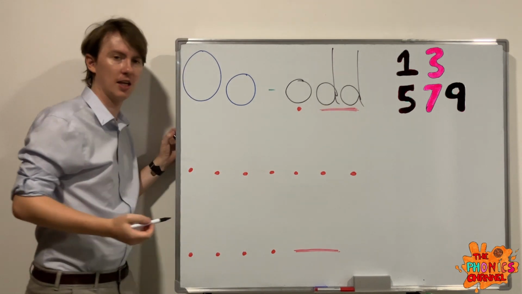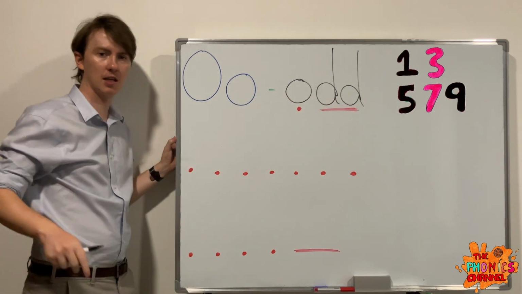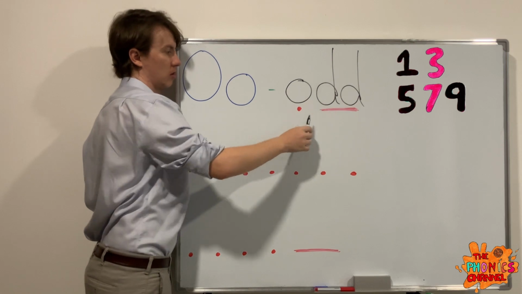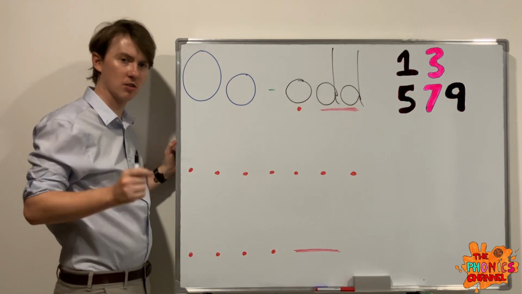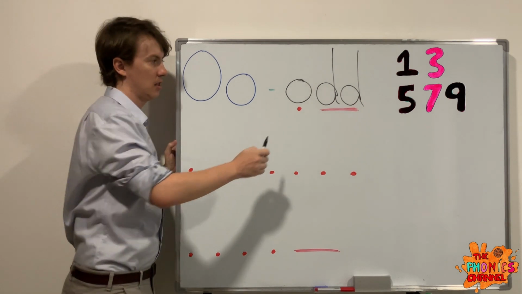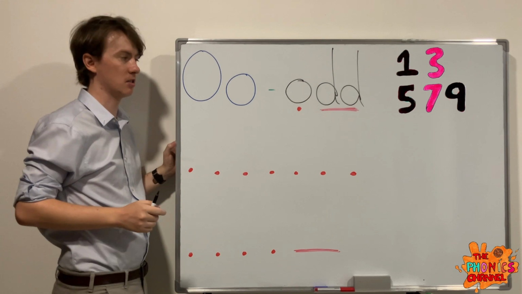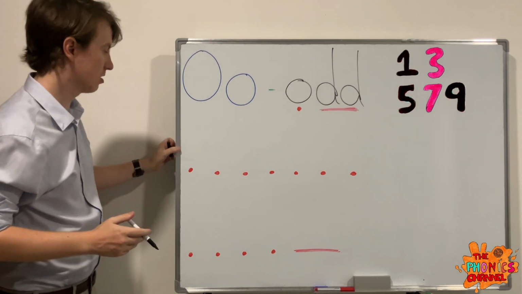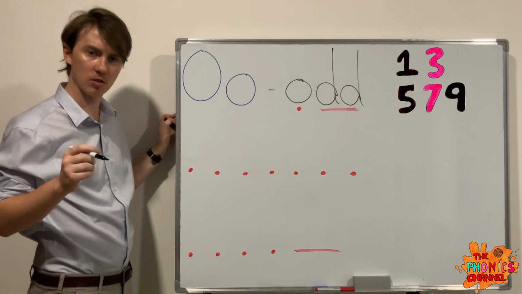Odd. Okay, so there we have 3 letters, 1, 2, 3, making 2 sounds. Odd. 1, 2. Okay, we don't say odd-d, it's just odd. Okay, so the 2 d letters just make 1 d sound. Odd. Okay, so going on to our next word, which is octopus.